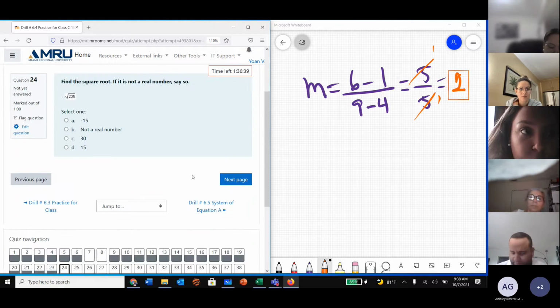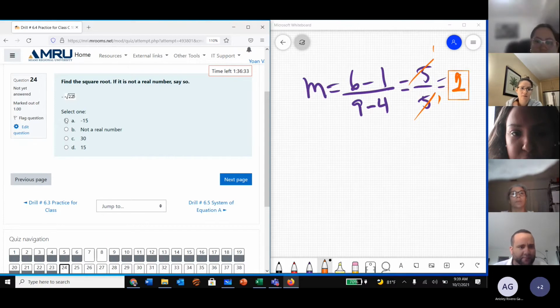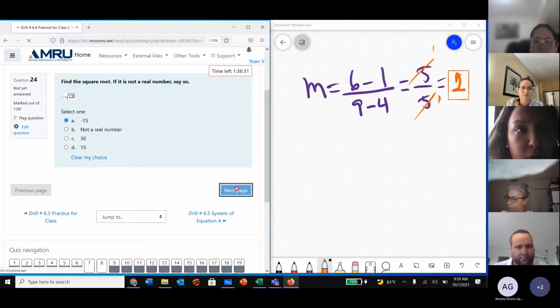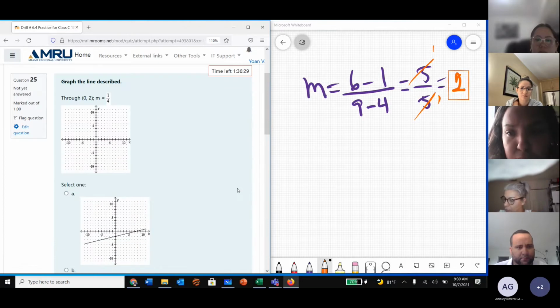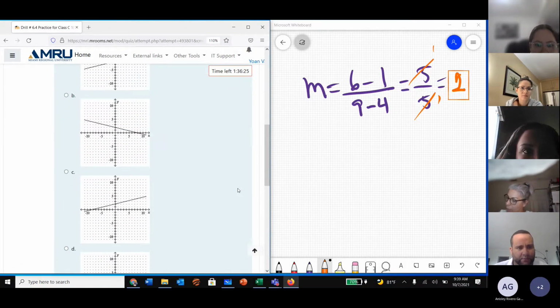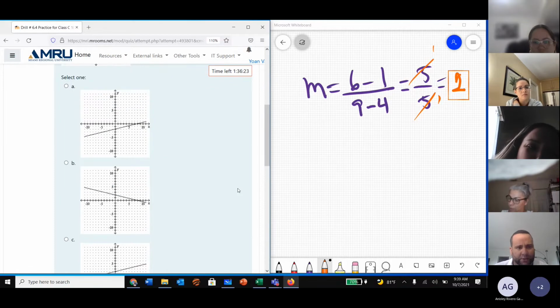In that case, negative 16. Okay, let's get this question. Let me just ask some questions here. The question number 8, how's the slope?